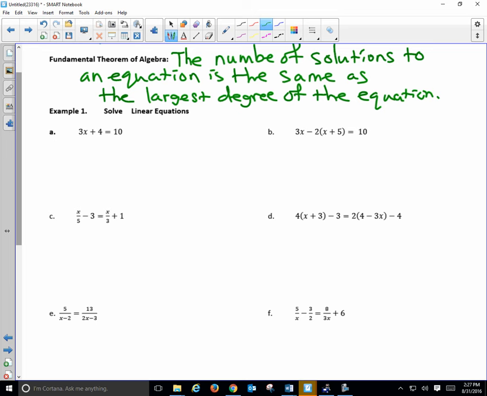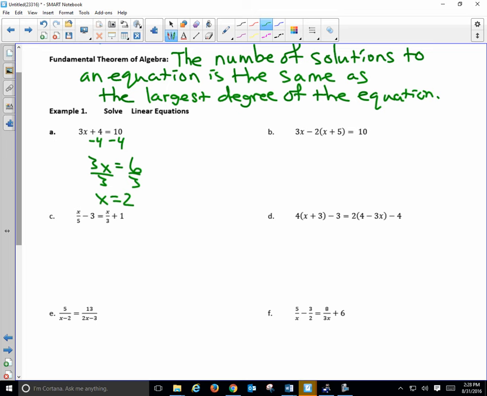How do I solve A? Subtract 4, 3x is equal to 6, then x is equal to 2. What if I want to check my answer? You can always plug it back in and verify. B is a little bit more difficult.